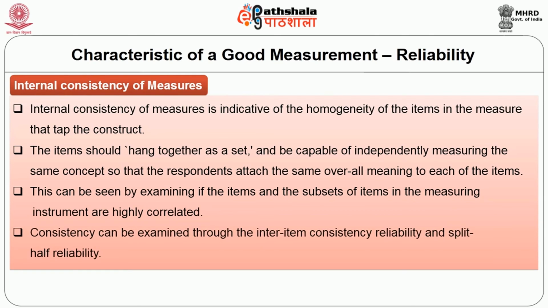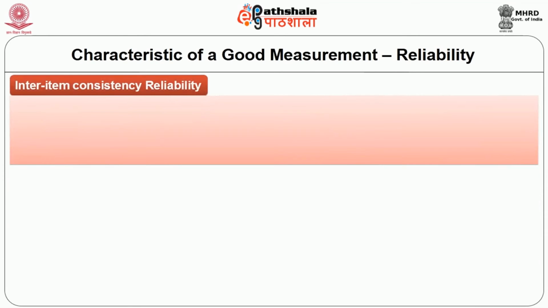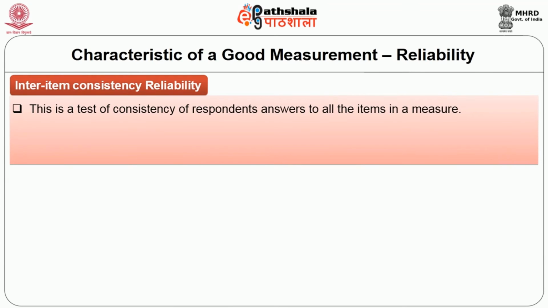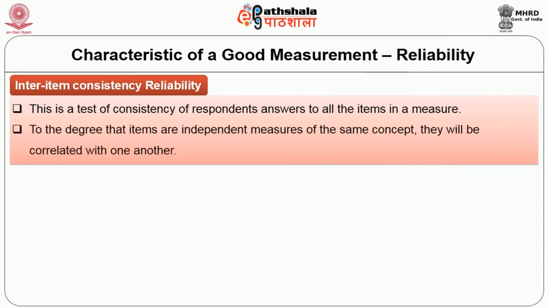Consistency can be examined through the inter-item consistency reliability and split half reliability. Inter-item consistency reliability is a test of consistency of respondents' answers to all the items in a measure to the degree that items are independent measures of the same concept. They will be correlated with one another.